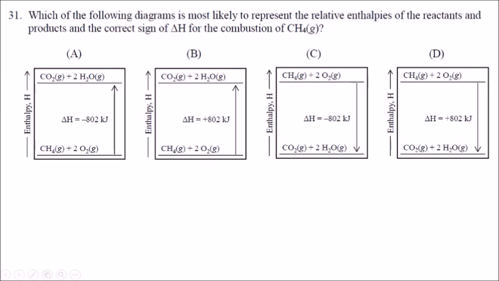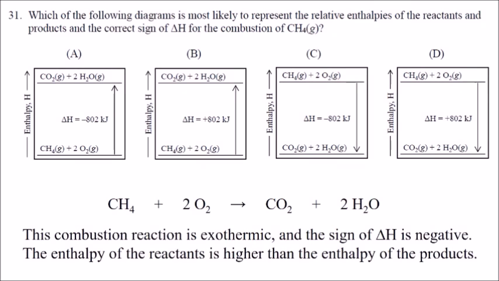In number 31, we're talking about the combustion of methane. So CH4 reacts with oxygen to produce carbon dioxide and water. A combustion reaction is exothermic. The sign of delta H is negative, so the correct answer is either A or C. And the reactants should have a higher enthalpy than the products, so we're essentially going downhill, energetically speaking. So the correct answer for number 31 is C.